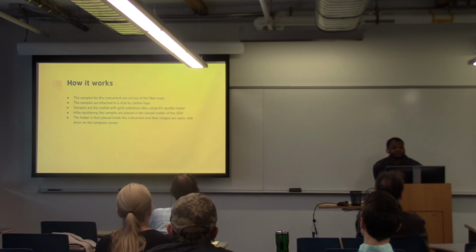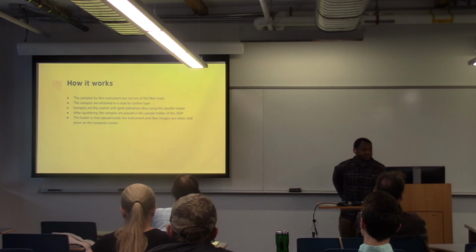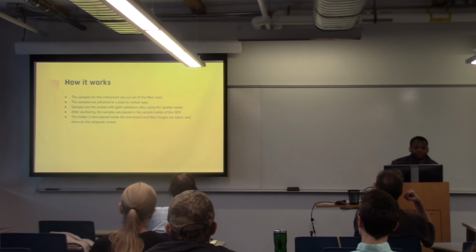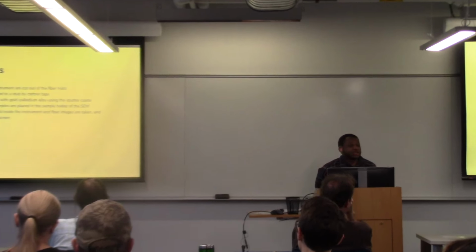So how it works. The sample for this instrument is cut out from the fiber mat and then coated. These samples are attached to a stub using carbon tape. We coat these fibers with a gold plating alloy using the sputter coater. After sputter coating, we place the sample inside the SEM holder. The holder is then placed inside the instrument and fiber images are taken on this computer screen.